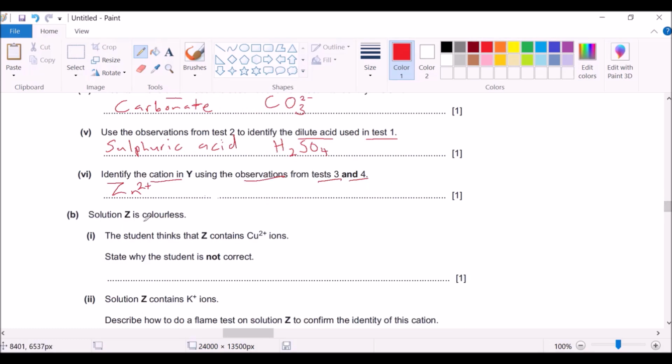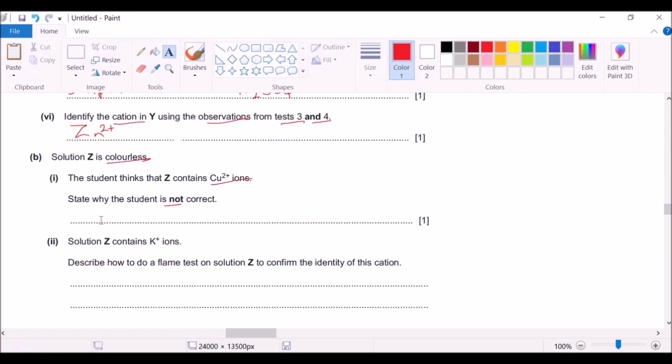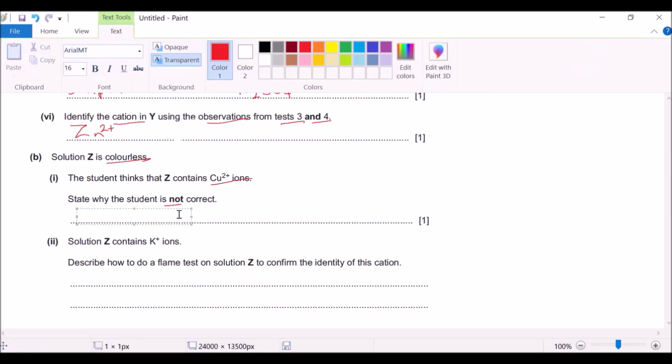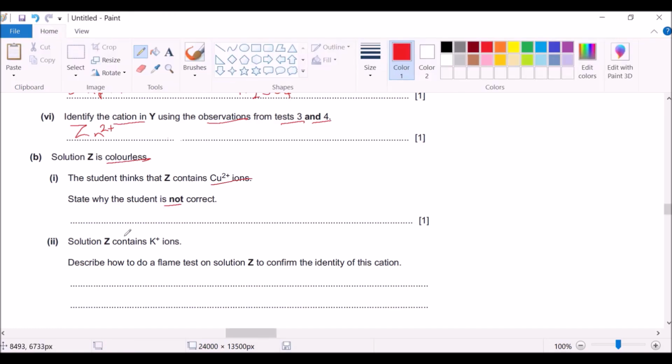Solution Z is colorless. The student thinks that Z contains copper 2 ions. State why the student is not correct. So from theory, we know that copper 2 produce colored solutions. So if it's colorless, then it is not a copper 2 salt or compound. So we can say Cu2+ ions give colored salts or compounds.